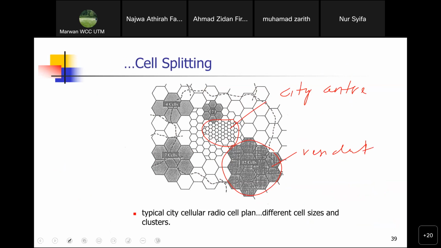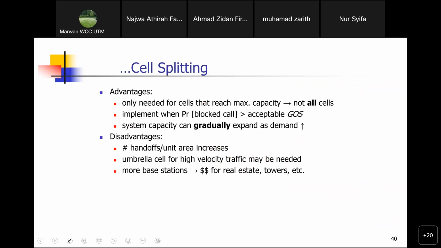More users, use a smaller cell. Less crowded population, you can use a bigger cell. These are the two techniques, cell splitting and cell sectoring, that you can use to improve the number of users per cell. So the advantage is you only need it for cells that reach maximum.